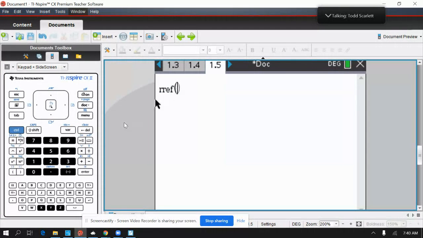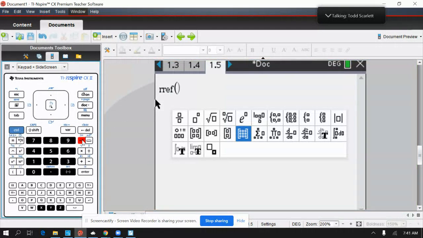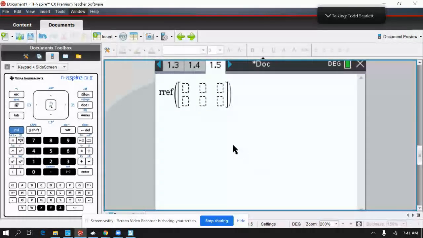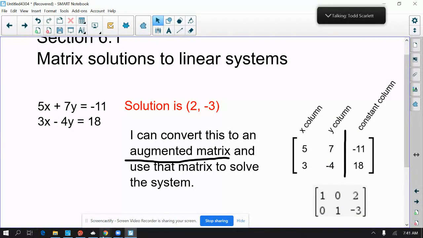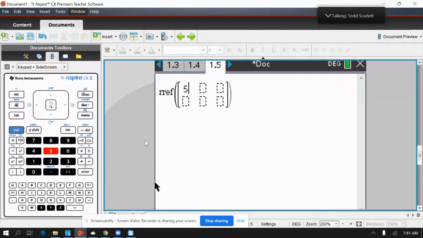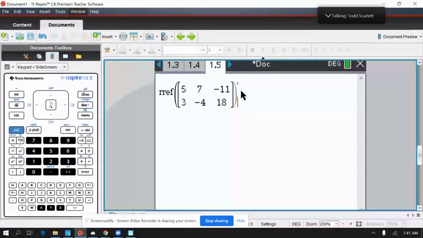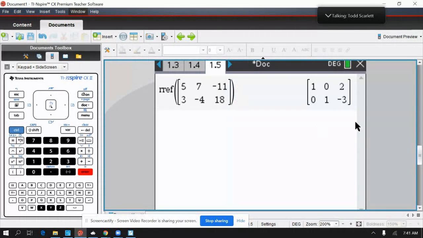So we need to tell it what matrix. I go to this button, remember? This matrix had 2 rows and 3 columns. And now it's waiting for the coefficients. I forget already. They were 5, 7, -11, and then 3, -4, 18, I think. Let me double check. Yep. Okay, this gives me this.